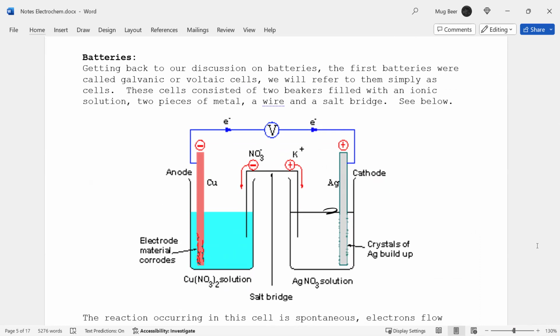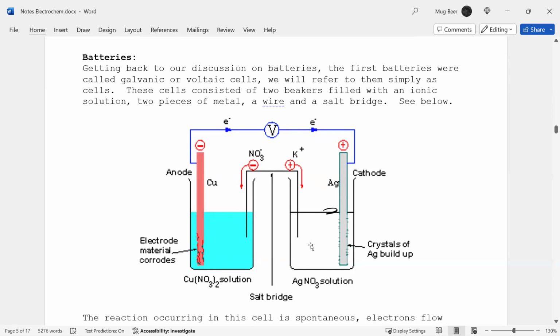So this battery, what we have here are a couple of beakers. So this is supposed to be a beaker here, this thing here. And then this one over here is another beaker. And this is a copper bar. And this is a silver bar. And so I also have this thing called a salt bridge, and we'll talk about all these pieces. So I've got a solution of copper(II) nitrate, and I've got a solution of silver nitrate.